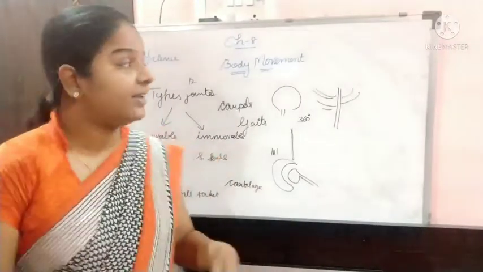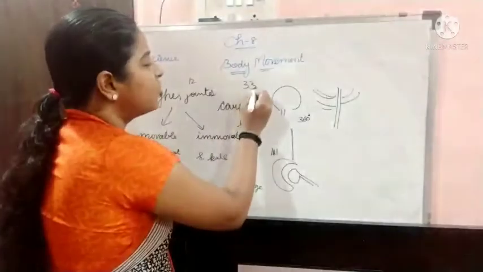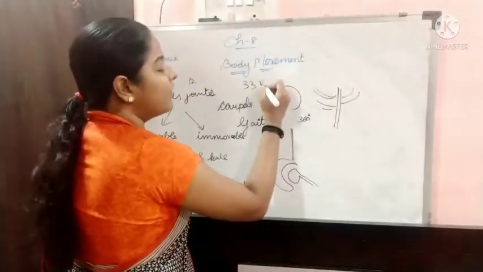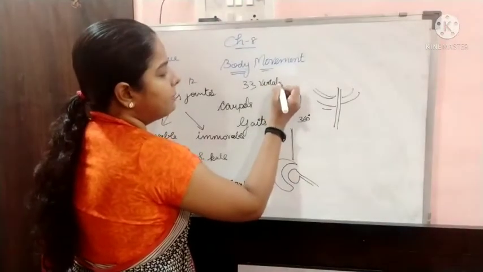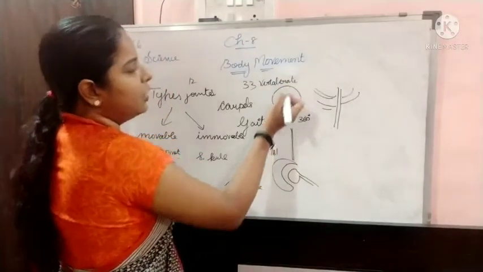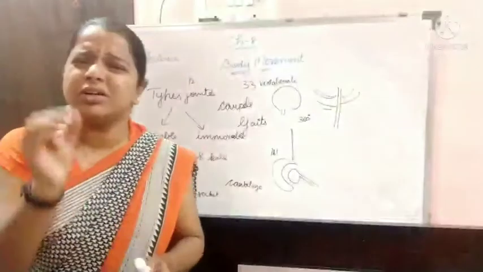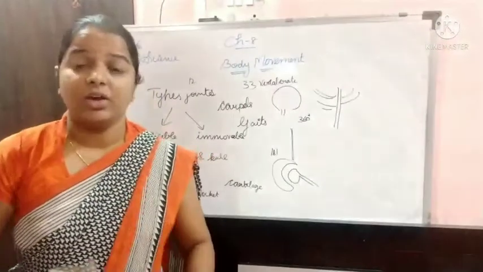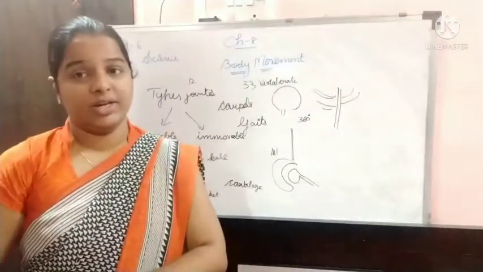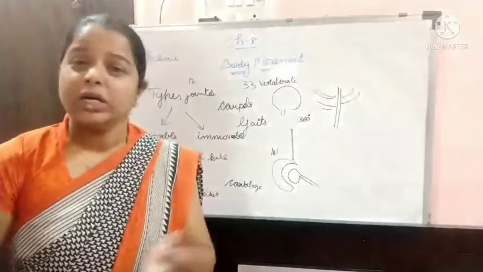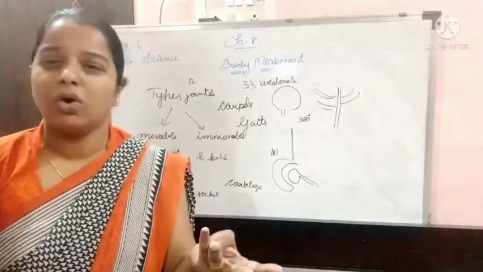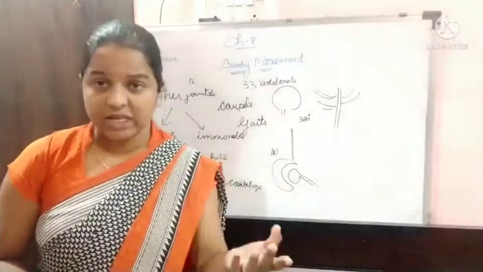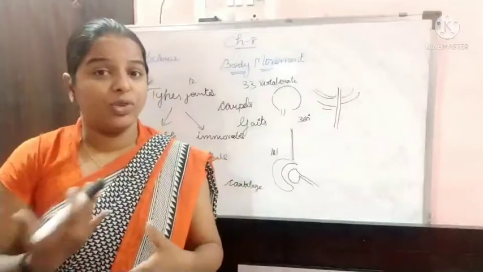that contains 33 small bones, which are also called vertebrae. Understood, students? Vertebrae. The 33 small ball-like bones help in standing, running, and doing all activities. Understood, students? Animals like cow, dog, cat also have vertebrae, but the bones vary, and they help in the standing of the organism.